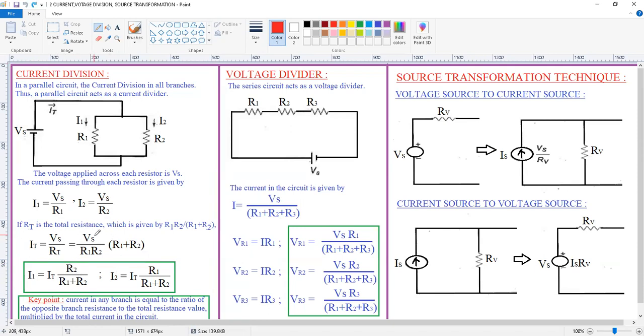Similarly, substitute this Vs here. Then you will get I2 is equal to total current into the opposite resistance by the total resistance. Okay. Now this is about the current division rule.